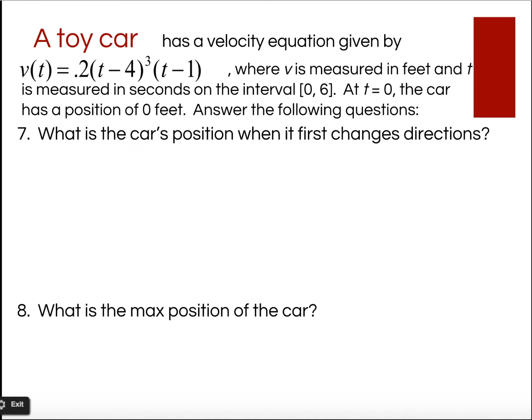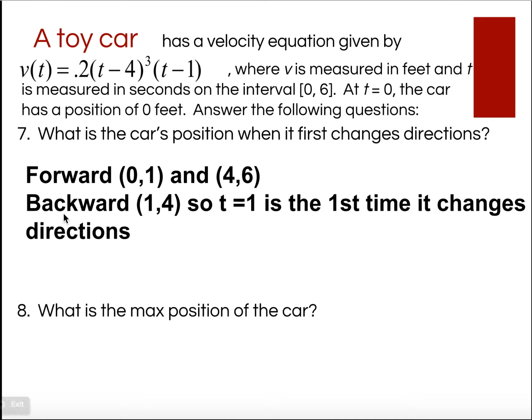Two more questions that you might see when it comes to position, velocity, and acceleration is, what is the car's position when it first changes directions? Well, we know that the first time it stops is at 1 second. It's moving forward from 0 to 1 and 4 to 6, and it's moving backward from 1 to 4. So t equals 1 is the first time it changes directions, but that's not what the question's asking. It says, what is the car's position when it first changed directions?